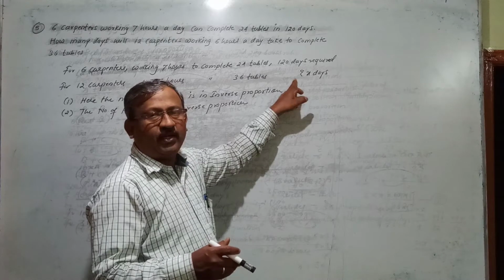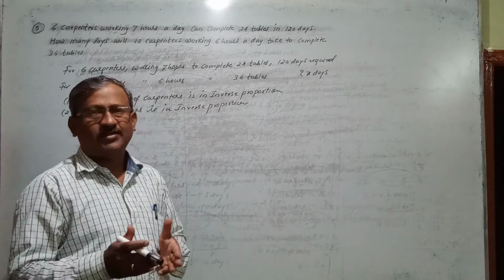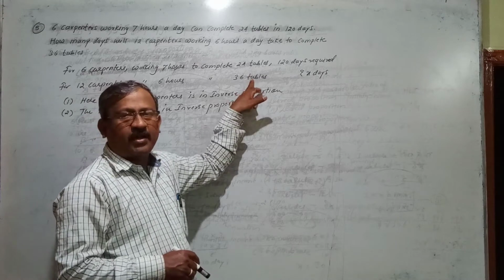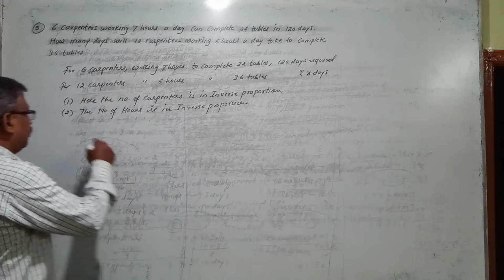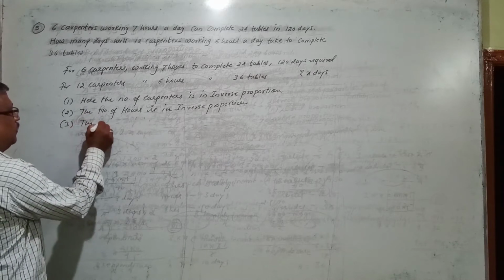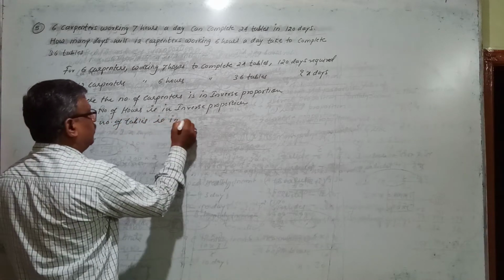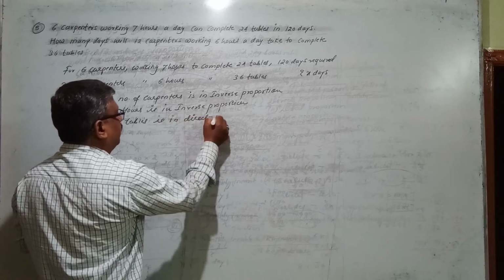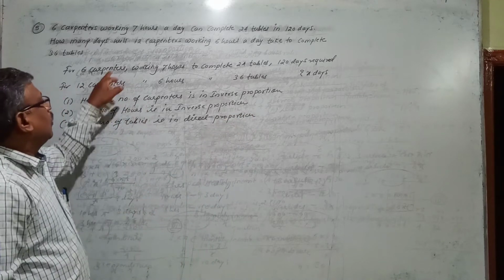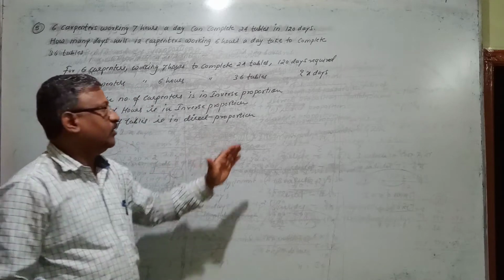So here both are increasing. Number of tables also have increased and number of days required are also increasing. So when both are increasing or when both are decreasing, it is said to be what it is? Direct proportion. Means here the number of tables are in direct proportion. So here you put number 3 and write. So number 3 is the number of tables is in direct proportion.